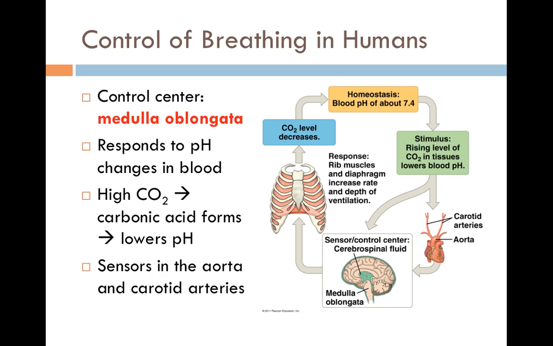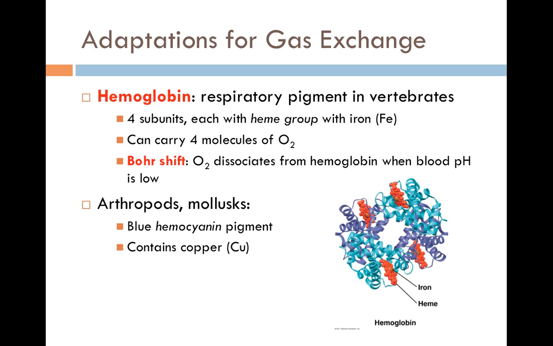It's kind of interesting. And sensors in the aorta and carotid arteries help tell your brain, tell your medulla oblongata, oh, we need to breathe more, we need to breathe less. So as you start to run, the oxygen level in your blood will go down because your organs are using it more, and then signals go to your brain to breathe quicker, and that's why you usually breathe quicker when you're running.